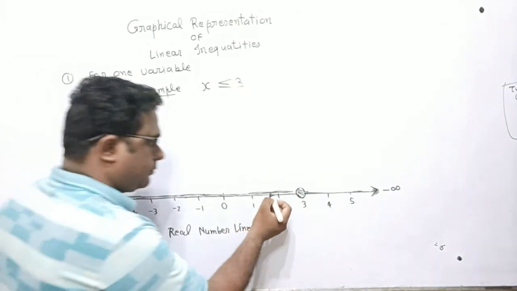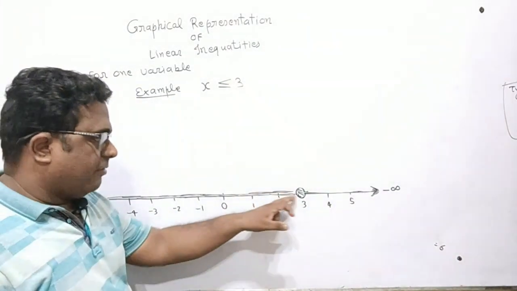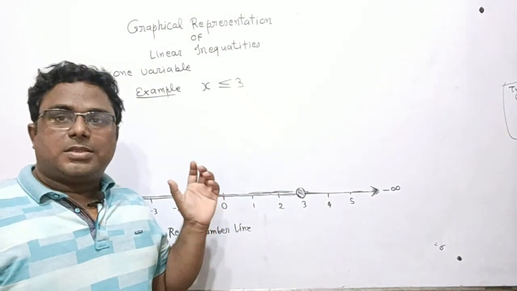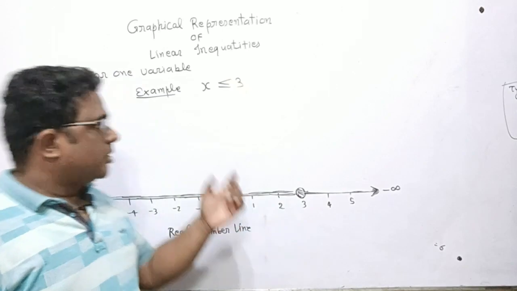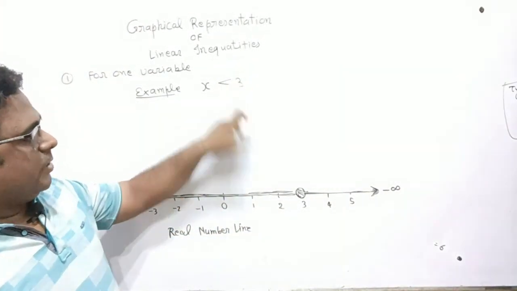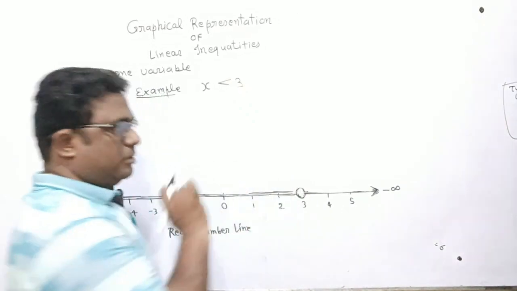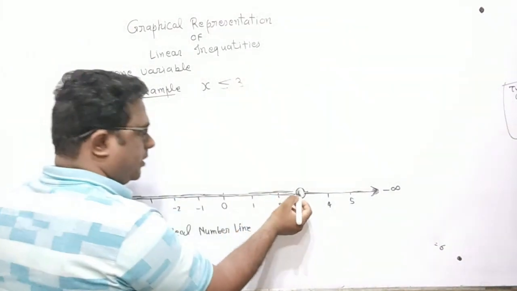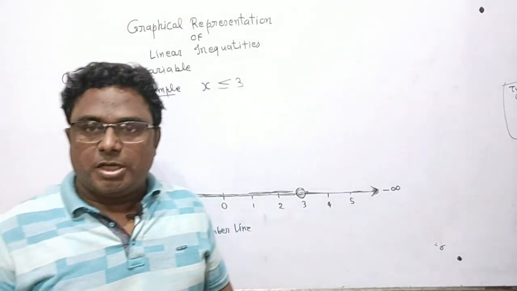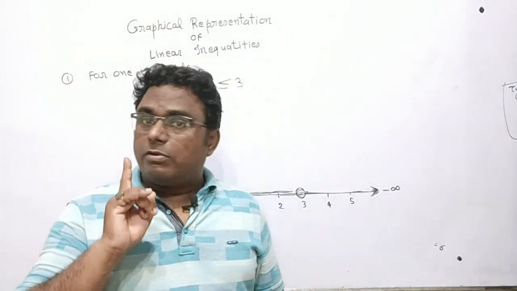So again, each and every point of the highlighted segment of the number line is a solution for this inequality now. And if you remove the equal sign from here, then make the circle blank. If the equal sign is given, make the circle filled. So I hope that you have understood the graphical representation of linear inequality for one variable.